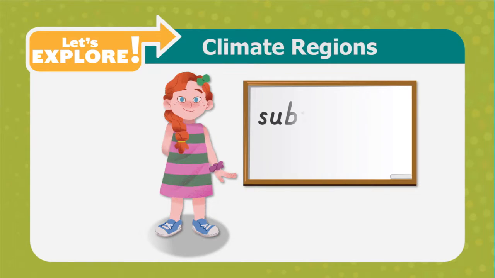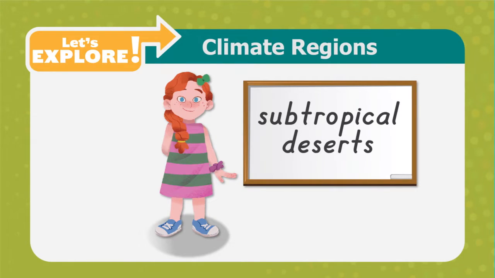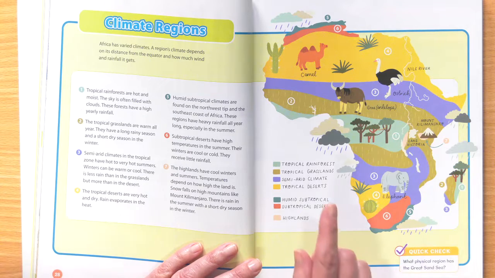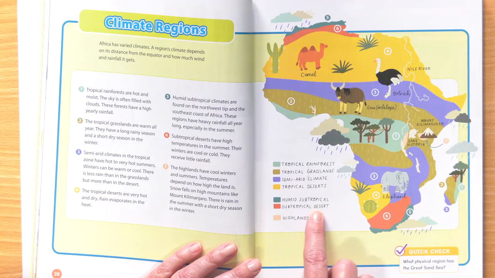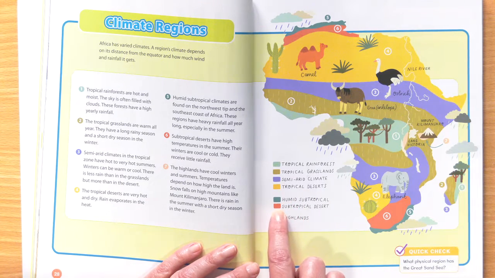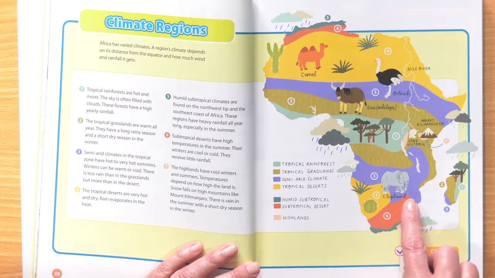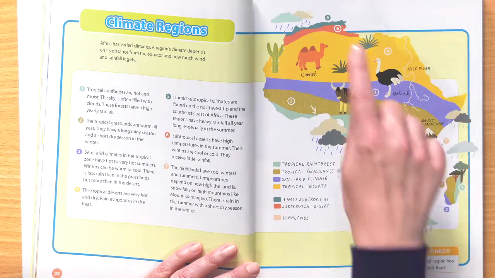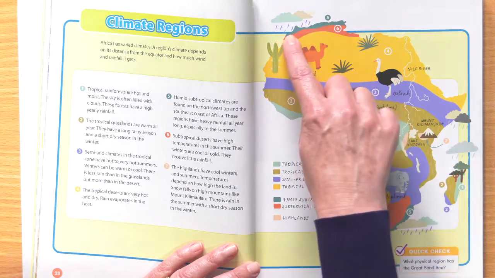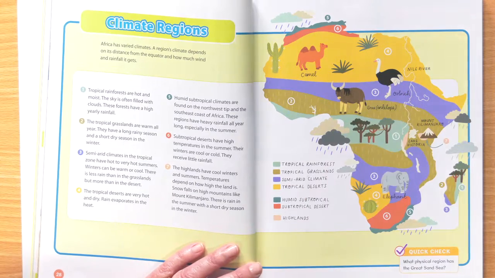Cassie, which region is very hot, but the winters can be cold? Subtropical deserts. That is correct. Okay, let's see if we can find it on the map. Subtropical desert. Oh, I see it right here. It's in kind of this orangey color. See that pinky orange color? And I see it here is a subtropical desert. And here is a subtropical desert, little stretch of it there. Subtropical deserts are very hot and have winters that are cool or cold.